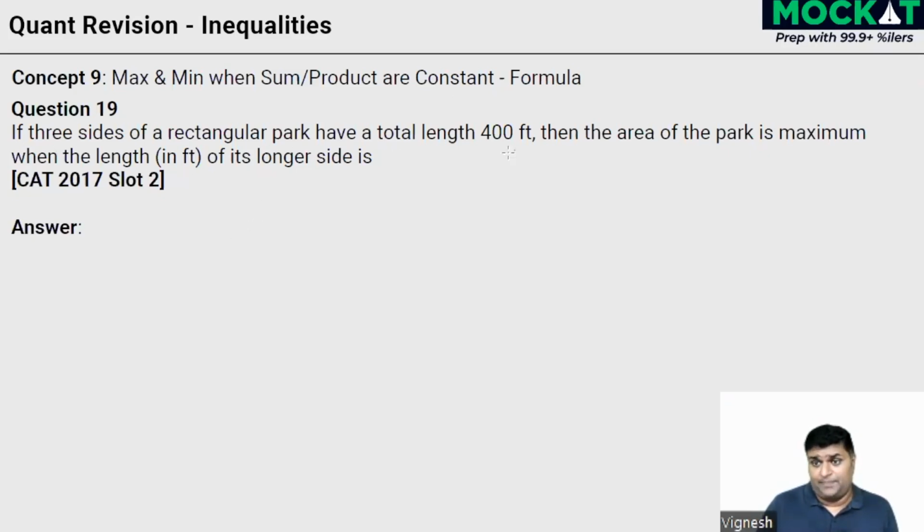If three sides of a rectangular park have a total length of 400 feet, okay, which means A plus A plus B equals 400. Okay, 2A plus B is 400. Then the area of the park is maximum when the length of its longer side is what? That means AB over here has to be maximized. Sum of two terms is constant. Then the product of the two. Product is what? 2AB becomes maximum when 2A equals B.